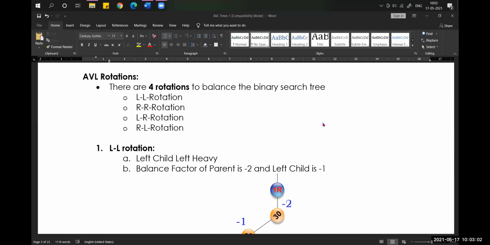There is a small drawback in the binary search tree. That is, the height of the tree increases rapidly when you add new elements into the tree. That's why AVL came into the picture. In this AVL tree, we are going to concentrate on how to balance the height of the tree.